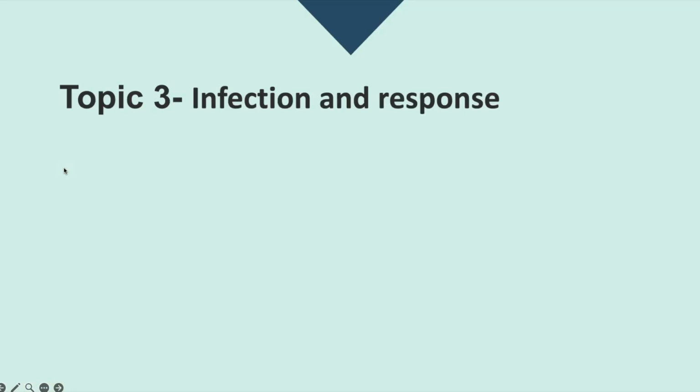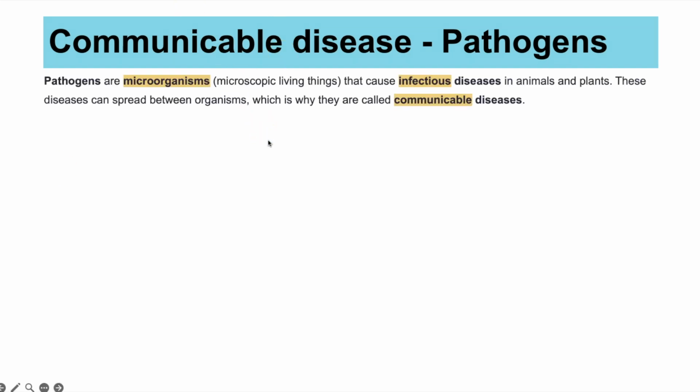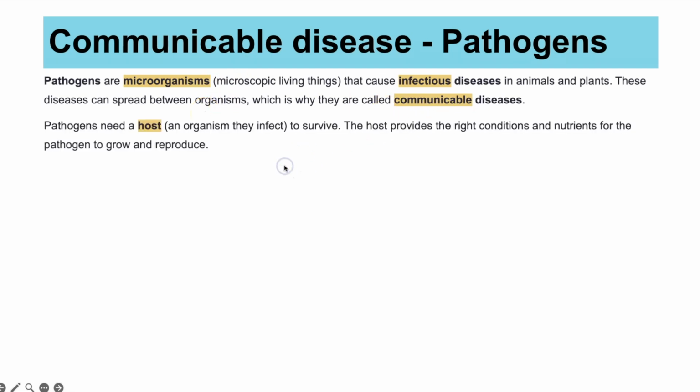So topic 3 is all about infection and response, and we start with looking at communicable diseases, which is an infectious disease, and looking at the different pathogens that you need to know. Pathogens are microorganisms, so they're microscopic living things, but the difference between a microbe and a pathogen is it is a microbe that could cause an infectious disease, and that is in animals and in plants. These diseases can spread between organisms, which is why they are called communicable diseases.